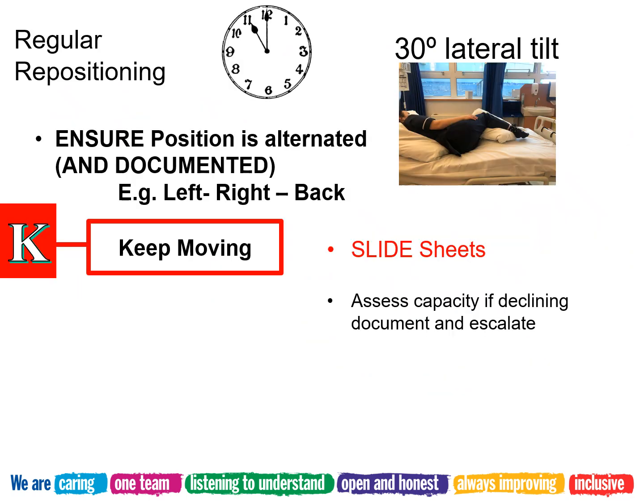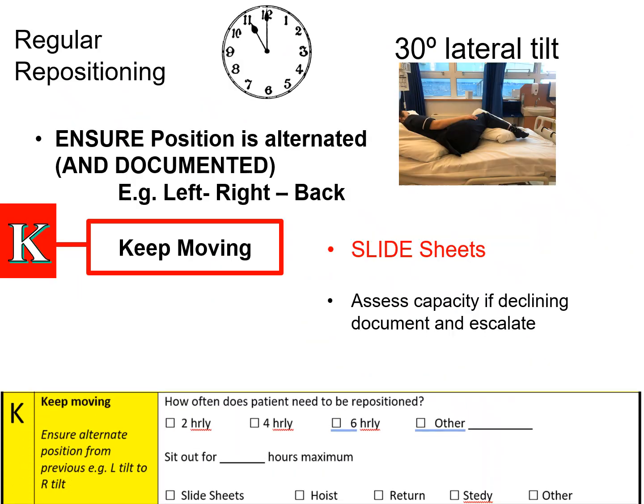The K is for keep moving, where the frequency of planned repositioning is documented. Remember that this will be dictated by the individual's skin response. If the skin is noted to be red and marking after 4 hours, increase the frequency of repositioning to 3 hourly, for example. Any individual at risk of pressure damage should ideally be seated for no more than 2 hours at a time, but again, this will be titrated for each individual patient as their skin and comfort dictates.